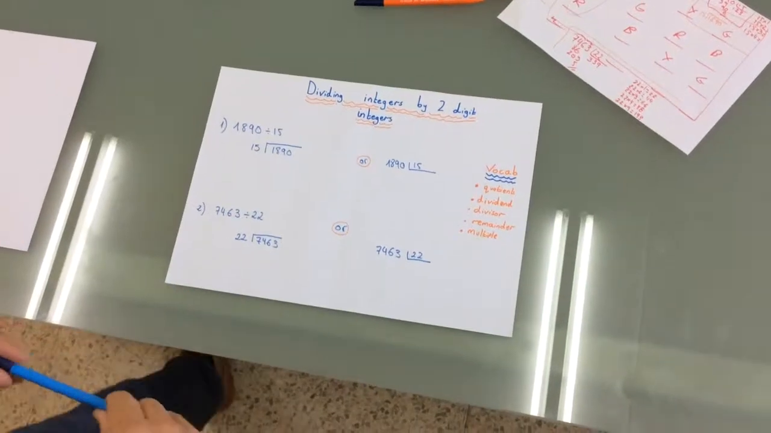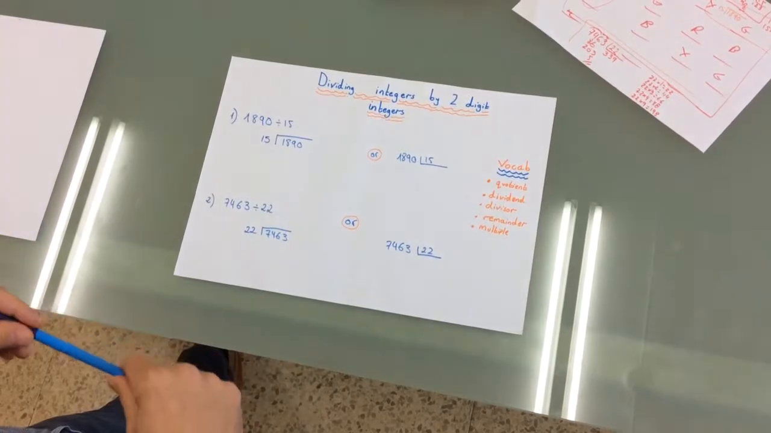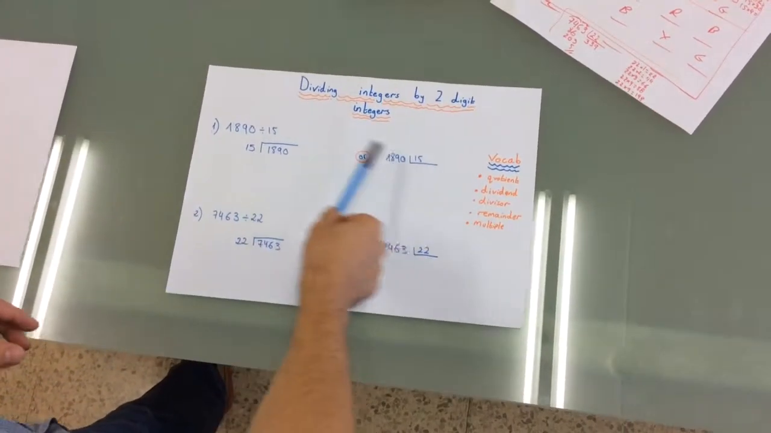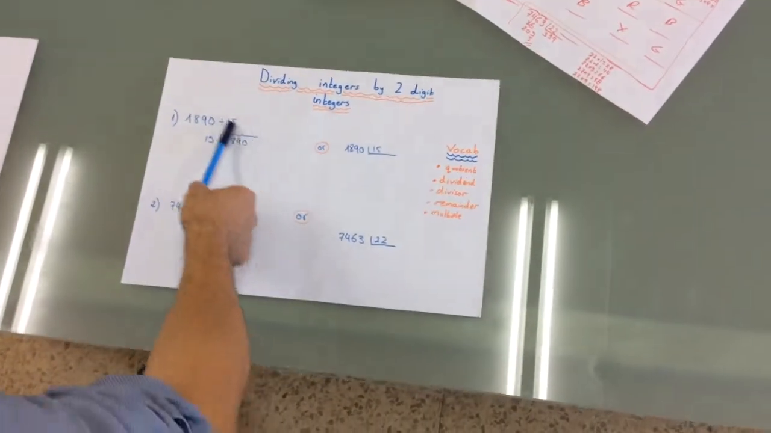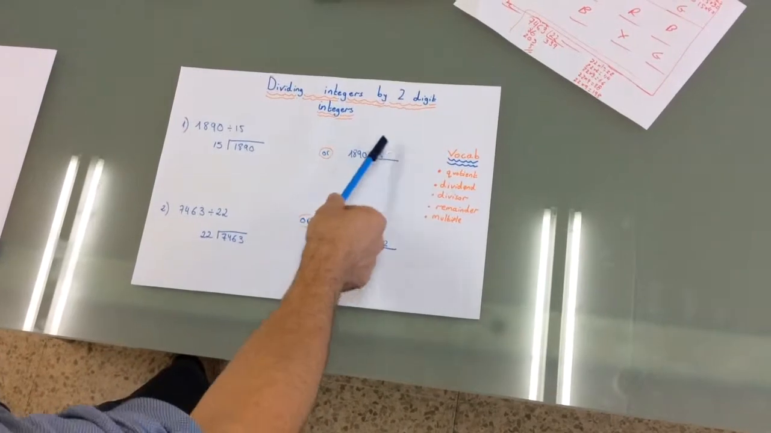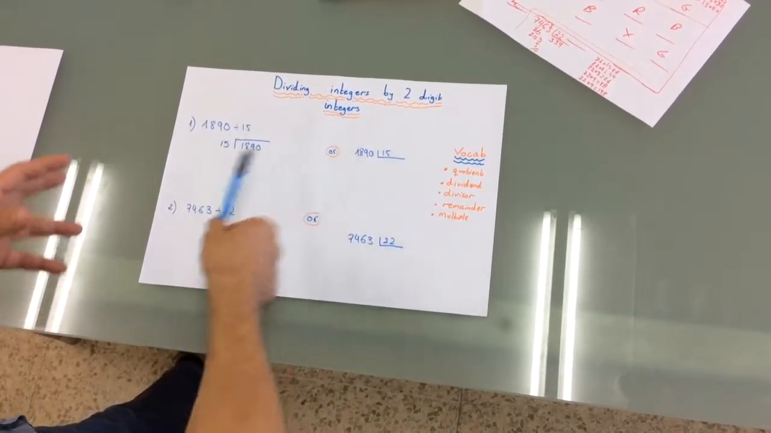In today's video, we're going to show you how you can divide integers by two-digit integers. We've got here a couple of examples, and you can see here that there are two ways of showing this division. This is one of the ways in which you worked on last year. This is the other way that some of you might have seen. We're going to try one of them, although you can do both.